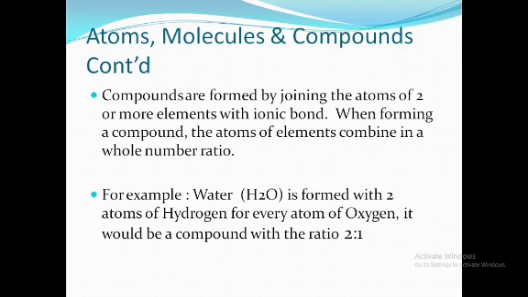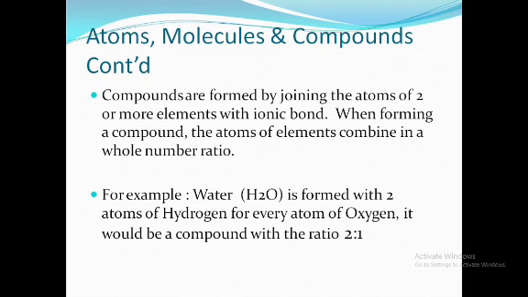Now let's look at compounds. Compounds are formed when we have two or more atoms of an element coming together to form an ionic bond. So elements coming together, we know that elements are made from atoms. When these elements come together, they form what we call compounds. And these compounds combine with each other in a whole number ratio.